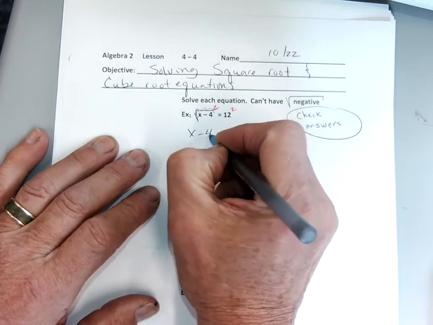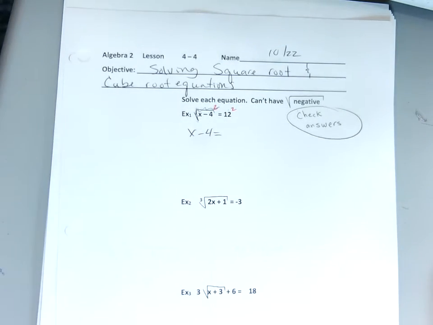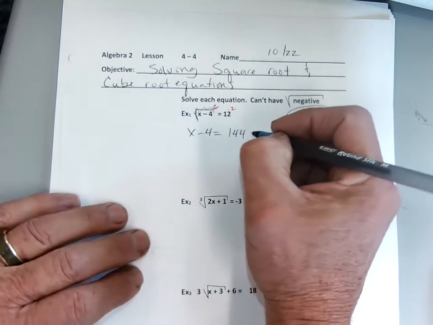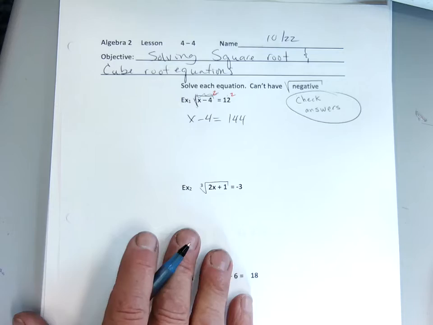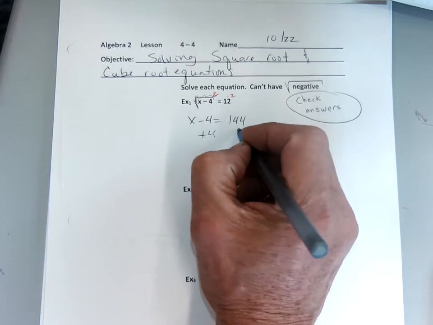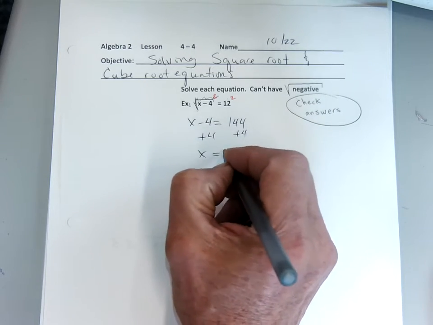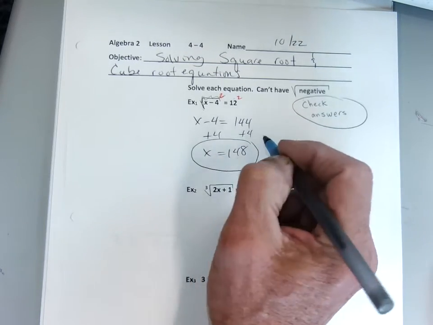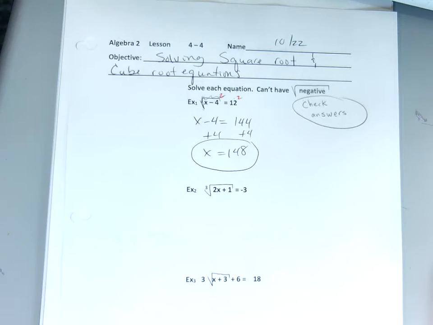x minus 4 equals, well, you have to square both sides because we're solving equations, right? Am I going too fast? I'll wait for you, please. So 12 squared is 144, right? That gets really easy. I'm just going to go plus 4, and I get x equals 148. Show me thumbs up. Was that easy? Yes, right? That was easy. 148.